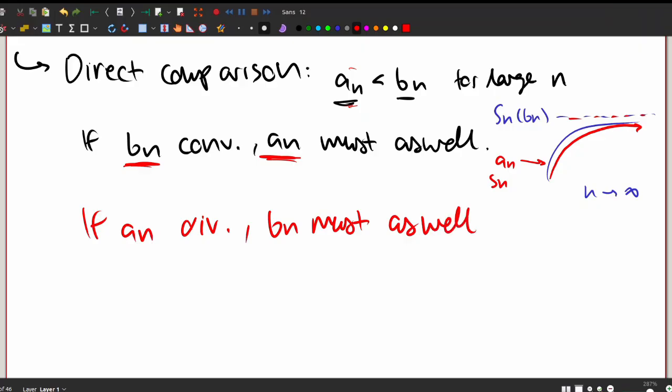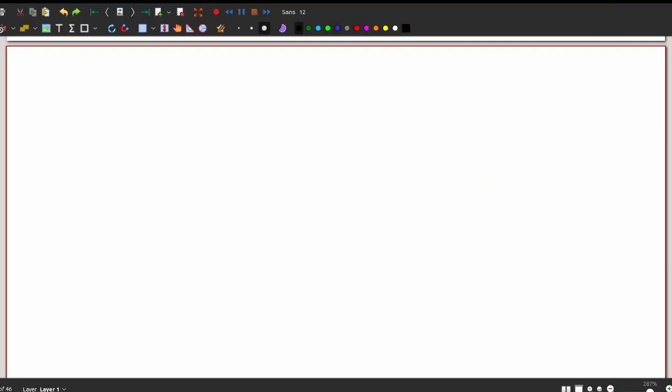This also makes sense if we look at the graphs. Imagine the infinite sum of a of n reaches infinity, so it keeps going upwards. If b of n is above a of n, because it's always larger than, there's no way it can converge to a single value. It must stay above this continuously increasing function, and therefore b of n must diverge as well. Let's look at an example for the direct comparison test.